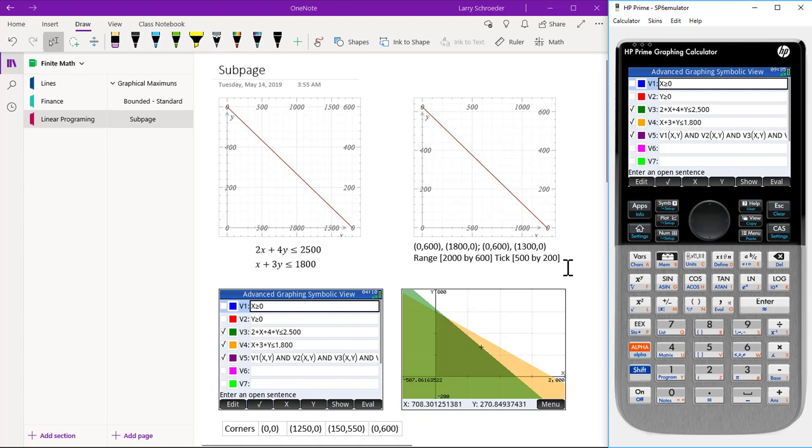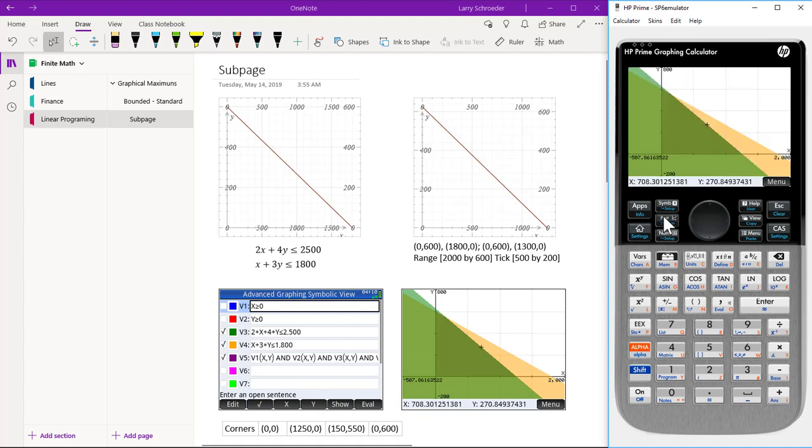To get these values here, we take the values that we were armed with over here and go to our plot settings. Since we want to go a little bit to the left and a little bit lower, we go from minus 500 to 2,000, from minus 200 to 800, with an X tick of 500 and a Y tick of 200. Then we hit our plot, and we end up with the graph that we have shown here.